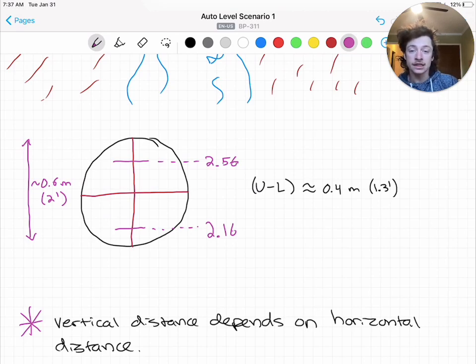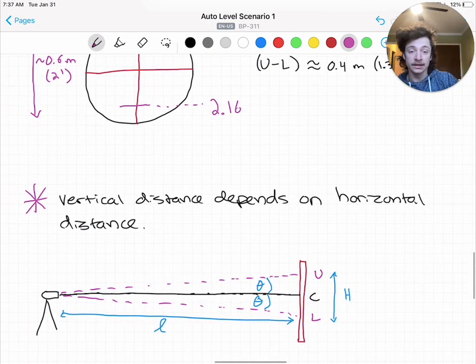Now, the vertical distance between the center crosshair and either of the stadia hairs is never a fixed value. You can see in the diagram below. The angle from the center crosshair, which is at perfect horizontal when leveled correctly, to the upper and lower stadia is fixed. So as you move the auto level toward or away from the point you are sighting, distance, or lowercase l, in the graphic here changes. So the other side of the triangle formed, or uppercase H, in the graphic here must change accordingly.